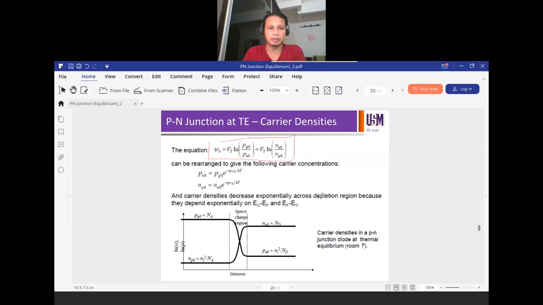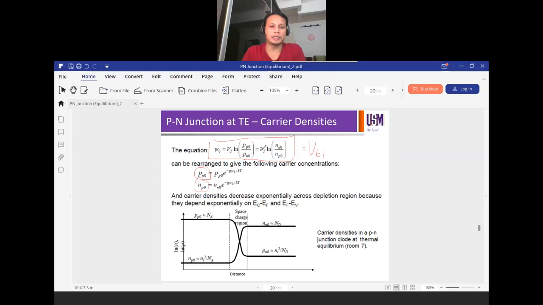Okay. Same as the last page. So VBI, this one is equal to VBI, also equal to psi, also equal to thermal voltage ln PP naught over PN naught, also equal to VT ln NN naught over NP naught. And if you rearrange the first part of the equation, to be able to calculate minority carrier concentration, this one is minority. Okay.